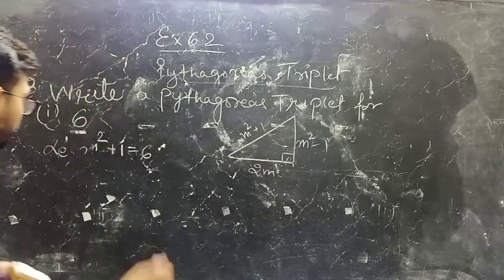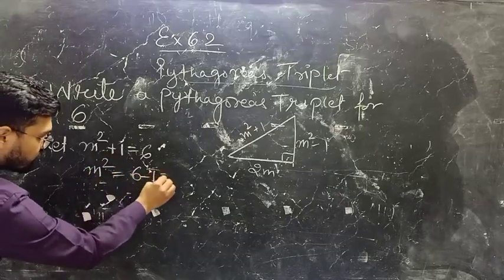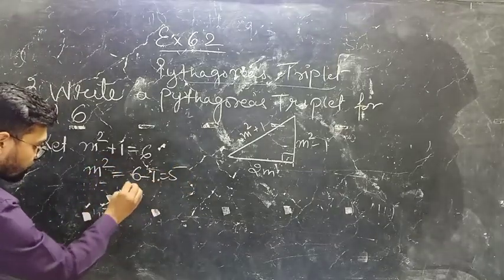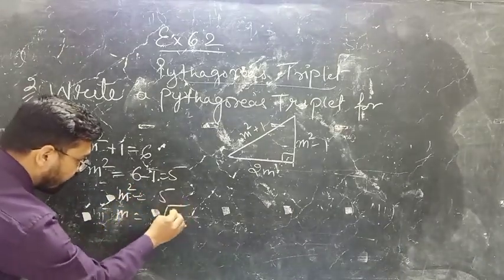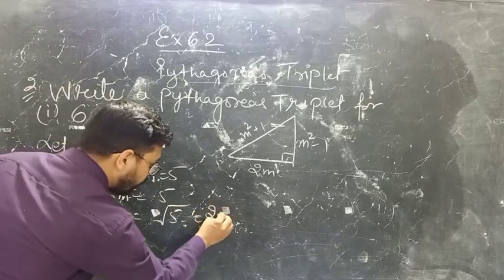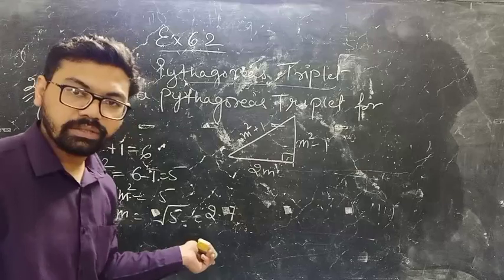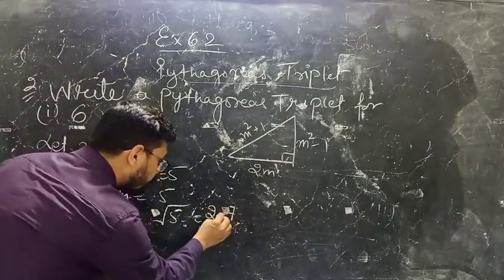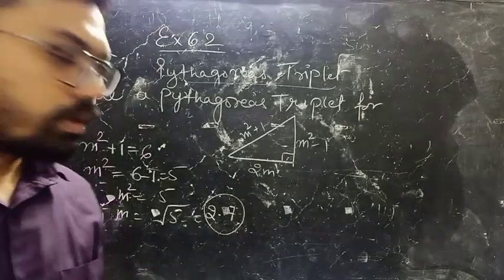Now solve for m. m square is equals to 6 minus 1, which is equals to 5. So m square is equals to 5, so m is equals to the square root of 5. This comes out to be somewhat 2.7 something or 2.8 something. This is not an integer. Okay? This is a decimal term, so it cannot be an integer.